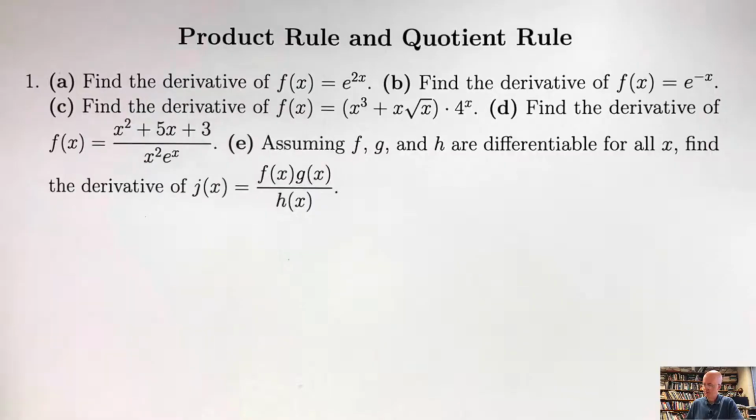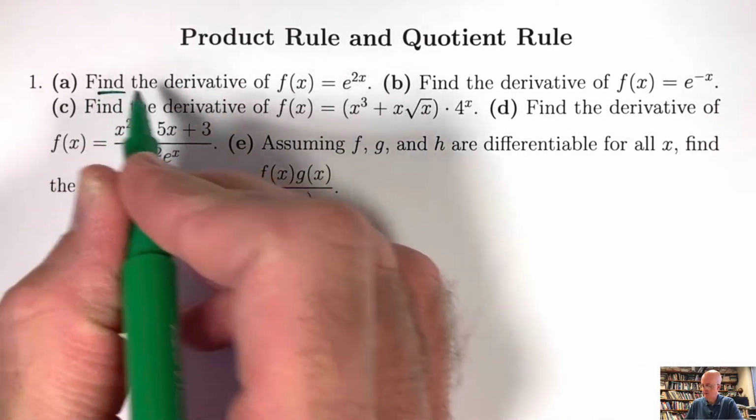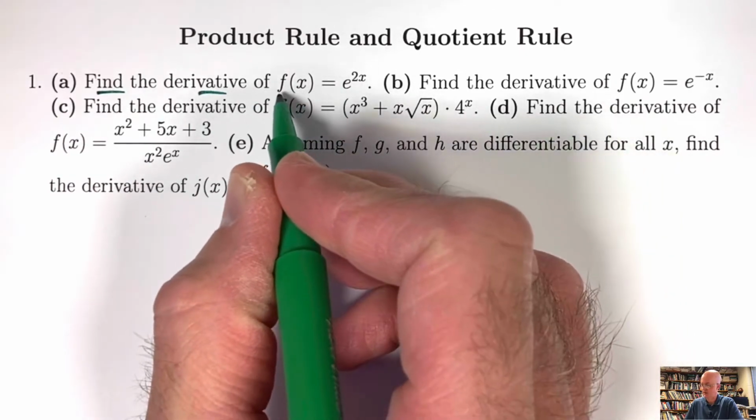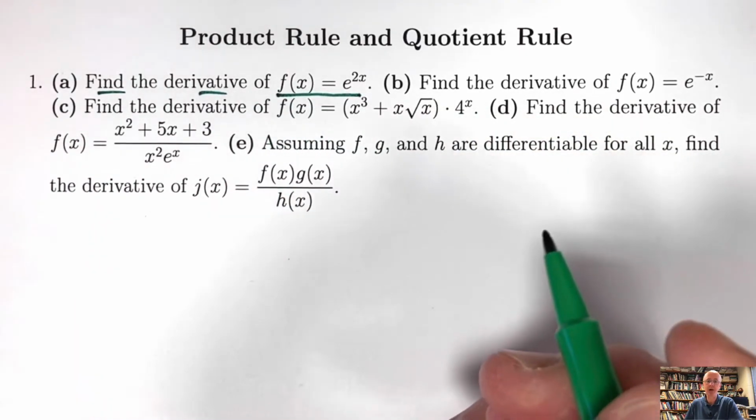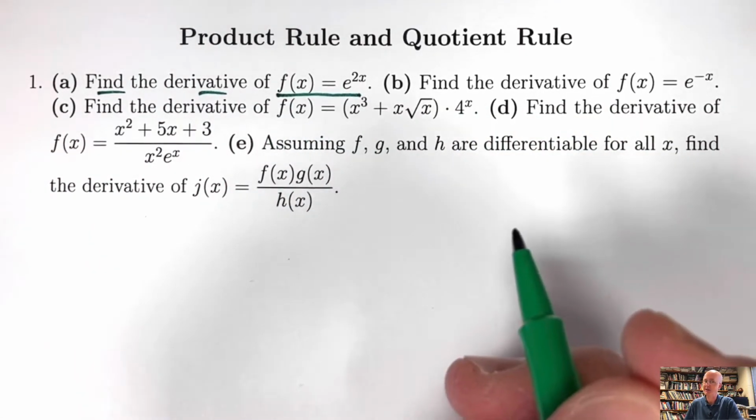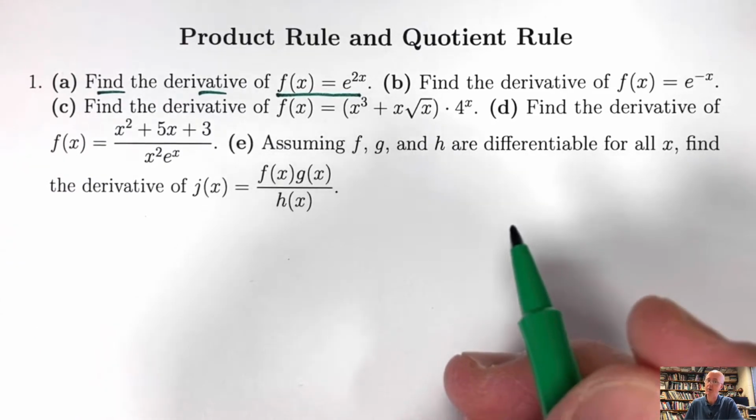In this video, we solve problems with the product rule and quotient rule in calculus, but we avoid the chain rule. That comes in the next video. Problem 1, part A, says to find the derivative of this exponential growth function, f of x equals e to the 2x power. We're not allowing ourselves to use the chain rule. That's certainly the quicker way to go.